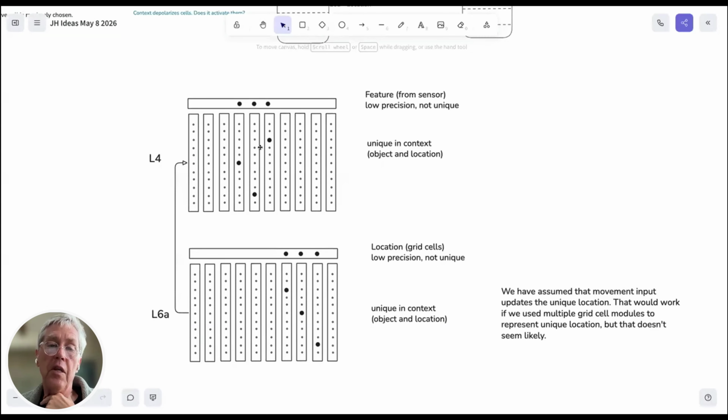And then we pick unique cells in the individual mini columns that are active, and that forms a unique representation in context. But if I get a new input, I can't predict these. I'd have to have some other context to tell me what they are. The same thing down here: there could be mini columns in layer 6A, each one corresponding to a single grid cell. Then I would pick a unique cell, and this would be a unique version of that location.